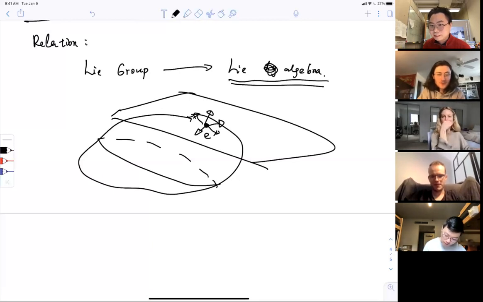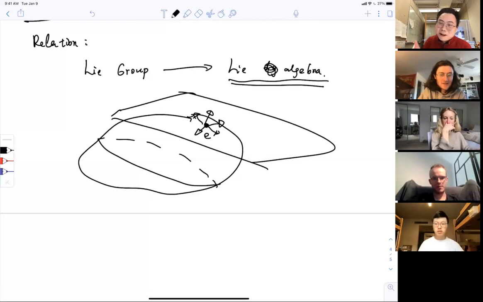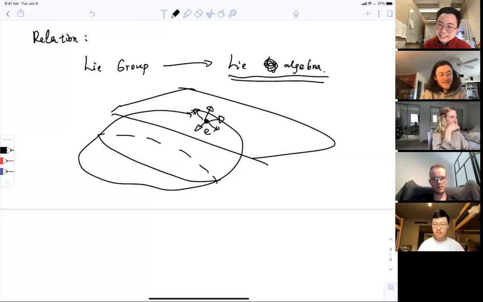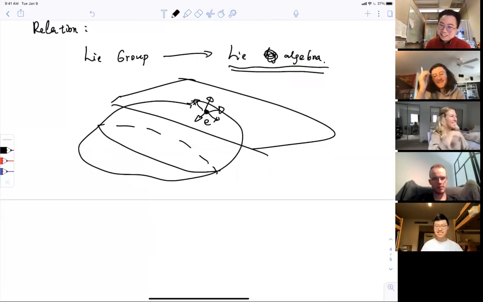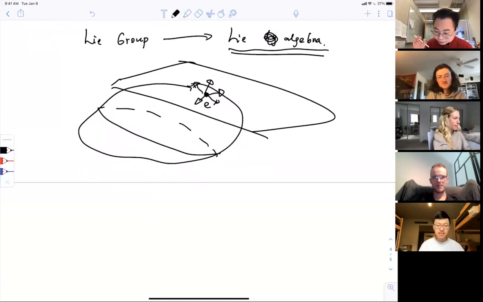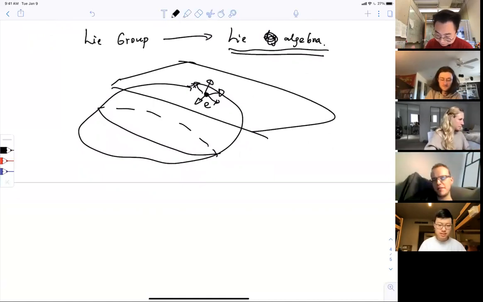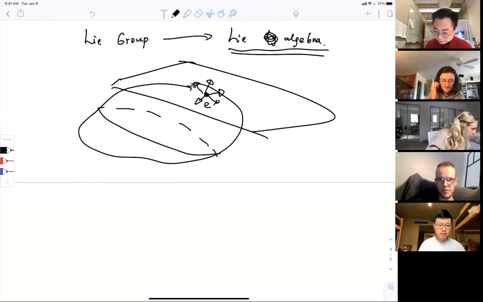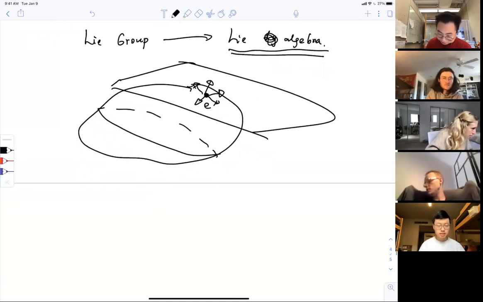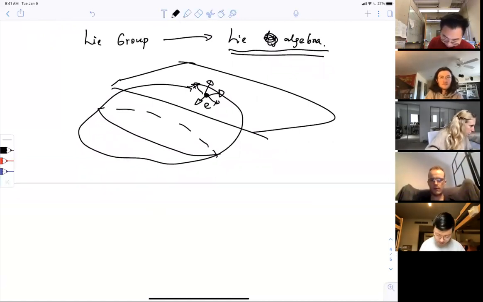Is it too complicated to explain why it has to be the tangent plane at the identity element? Okay, I will explain to you later. Rigorously, you need to introduce some new concepts. I don't want to do that. I would like to give you some intuition instead. That's the most important thing for us, right?